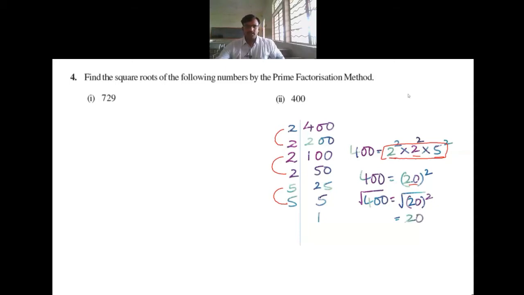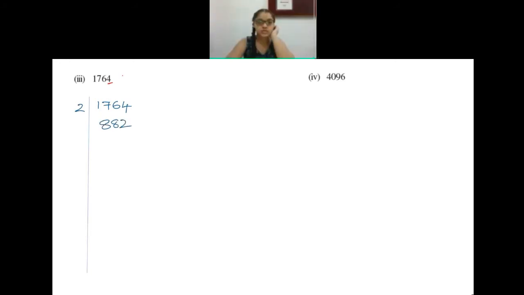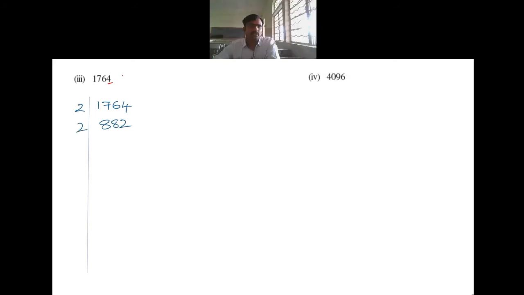This is how we simplify by using the prime factorization method. This was an easier one, so you could calculate in an easy way. What if a larger number like 1764 is given? Always look at the units place. If it is an even number, start dividing by 2. So it is 882, further dividing by 2.